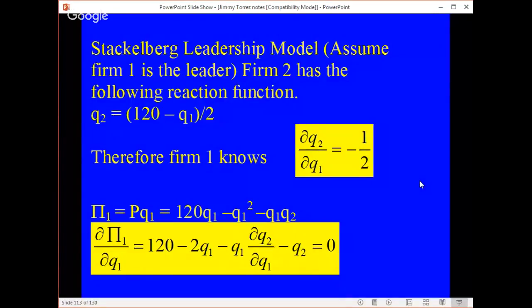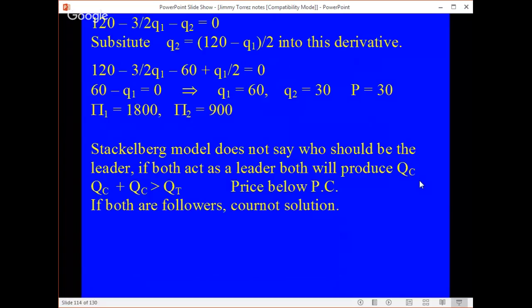Now here, I can plug in negative 1/2. By the way, does everybody see what I've done here? Q2 is a function of Q1, and of course Q1 is a function of Q1. So I have to apply the chain rule, and I get two terms here. First I take the partial of Q1 times the partial of Q2 over Q1, minus the partial of Q1 over Q1 times Q2. That's what I get. This I know is negative 1/2. I can plug in negative 1/2 here. So I get 120 minus 3/2 Q1 minus Q2. Was that a question? Okay.